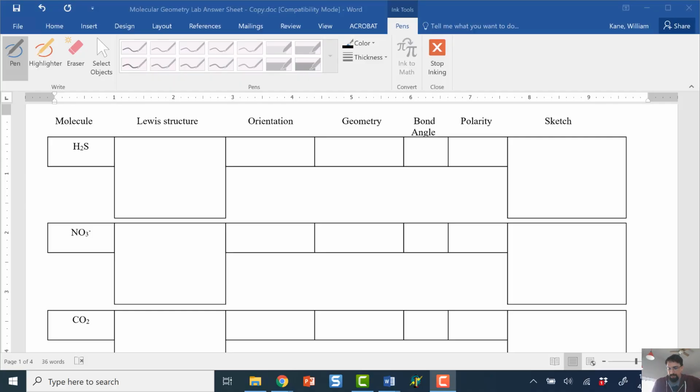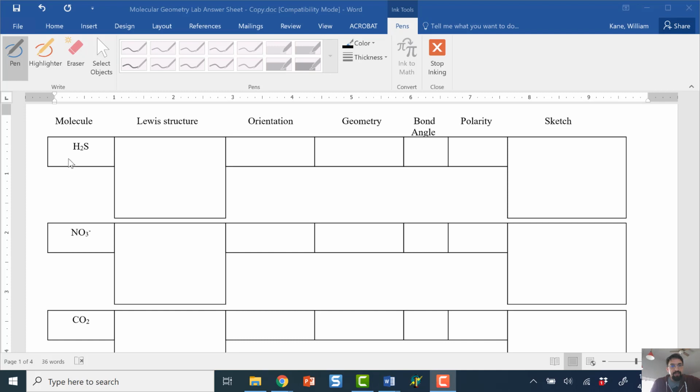Just wanted to talk about some of the issues that I saw on Molecular Geometry Lab Part 1. There were some common mistakes. So here's my screen here. First common mistake that I saw was with H2S.